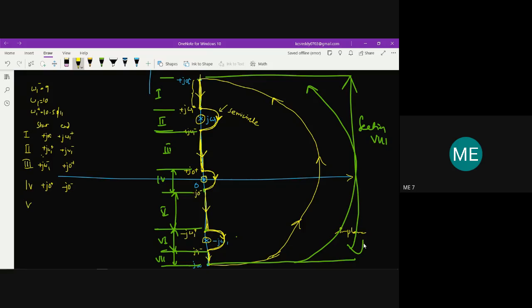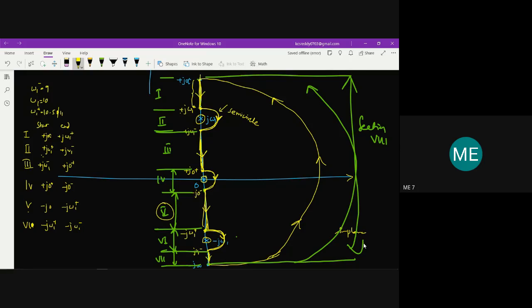Next, the fifth one, minus j0 to minus j omega 1 plus. From this point till this point is called the fifth section. So this is along the imaginary axis only. Then the sixth section is taken as minus j omega 1 plus, and the ending point is minus j omega 1 minus. That is the sixth section.